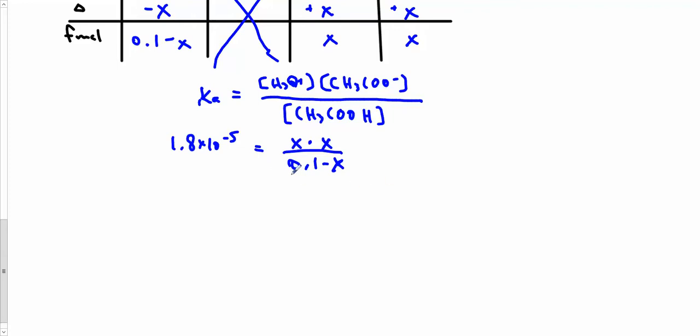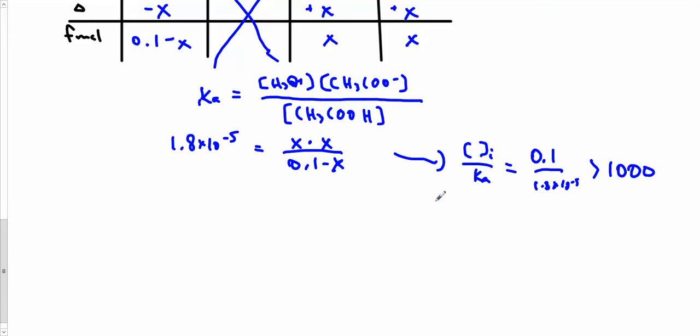Or you could stop right at this moment and say, wait a second, Ka is pretty small, hold up, let's see. The initial concentration divided by Ka is going to be 0.1 divided by 1.8 times 10 to the minus 5. Now, that is like 5,000. It is definitely bigger than 1,000. So what does that mean? That means x is small. So I'm going to use an approximation here to make the math easier.